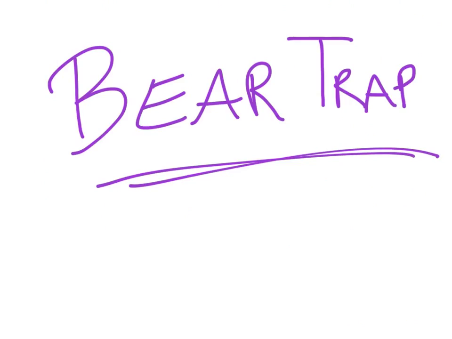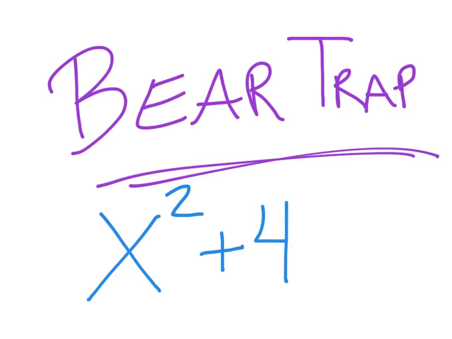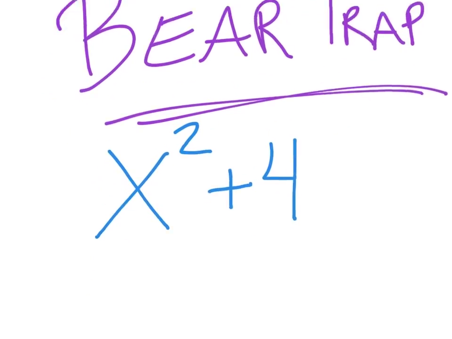All right, the next quick thing I want to talk about is the bear trap. So get that down. What if I said x squared plus 4? Can this get factored as a difference of two perfect squares? What do you think?